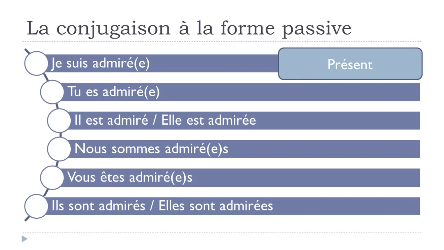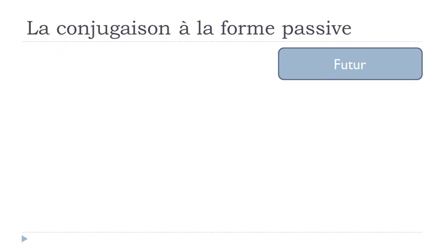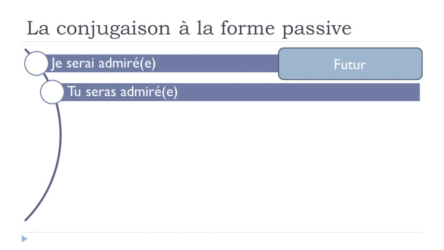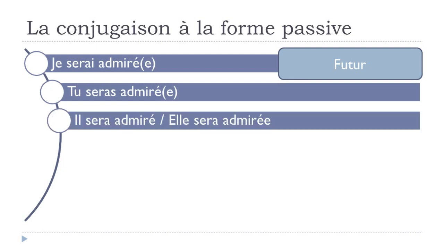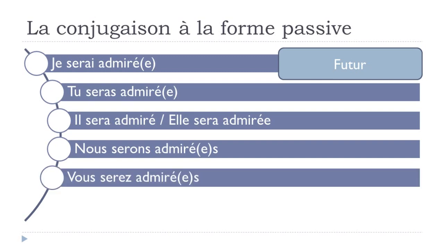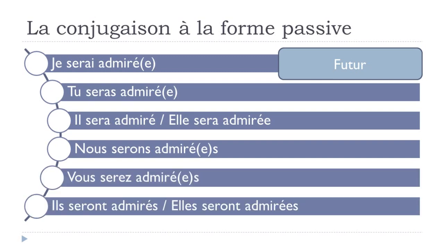Okay, and then keep in mind that être, the verb, will be the main thing that will change in these structures. All right, so let's see now le futur. Je serai admiré, tu seras admiré, il sera admiré, elle sera admirée, nous serons admirés, vous serez admirés, ils seront admirés, elles seront admirées. All right?